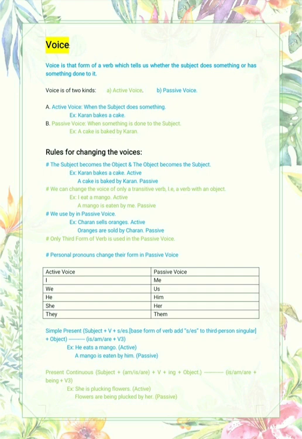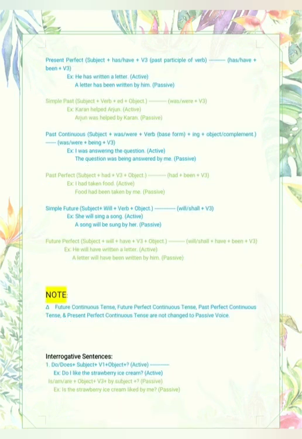Now come to present perfect. Present perfect means we will get one subject, we will have has or have, then the V3 form. When we change the active present perfect tense to passive, we will have have or has, then been, then we have to add V3. For example, he has written a letter. This is an active voice, and when we convert the sentence into passive voice, we will write like this: a letter has been written by him.